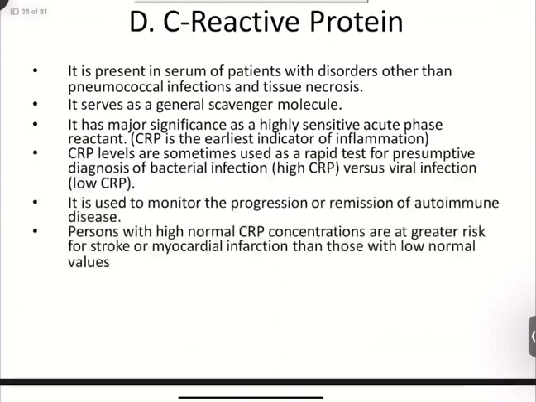Next, you have the C-reactive protein. It is present in the serum of patients with disorders other than pneumococcal infection and tissue necrosis. It serves as a general scavenger molecule. Okay? It has major significance as a highly sensitive active phase reactant, or CRP.